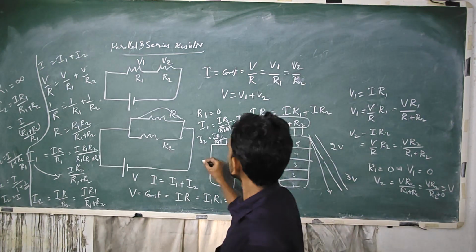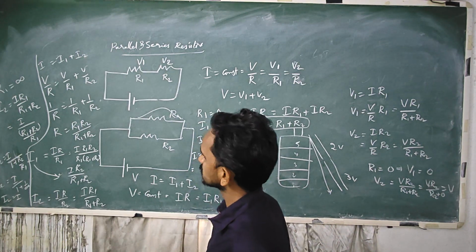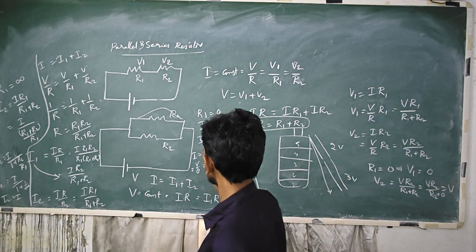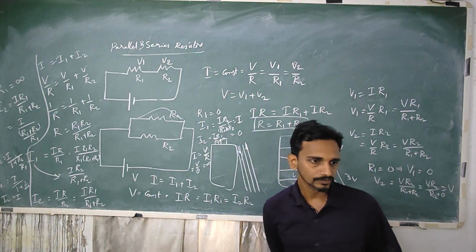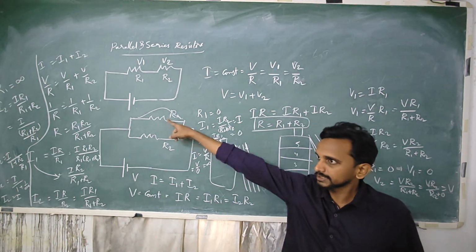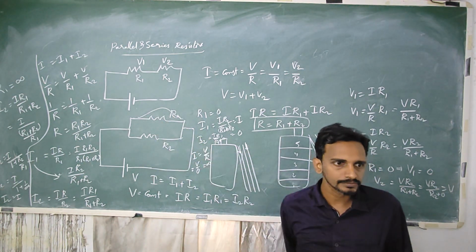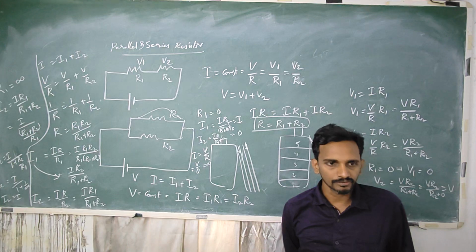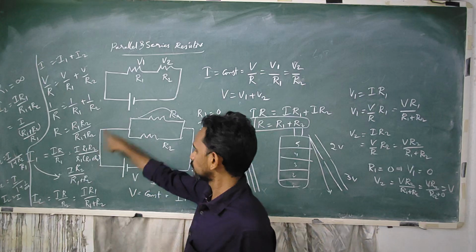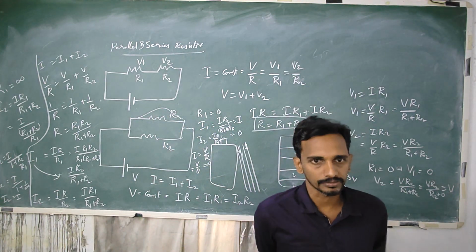What is the value of I then? I is V by R. What is R? R1 R2 by R1 plus R2, which is 0. So this is V by 0, which is infinity. So when one resistor in a parallel circuit is replaced with a wire, the entire current will flow through that, and the current is infinity. If you join the two ends of a battery with a wire, an infinite amount of current will flow through it and the wire will burn down.